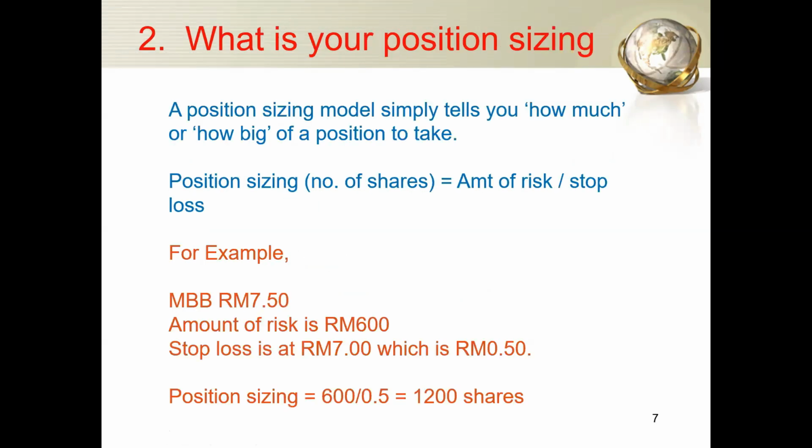This brings us to the next question: what is your position sizing? After you know that the amount you are willing to risk is 600, you need to use that information to work backwards and calculate how many shares you can buy in order for that to be your risk of loss.